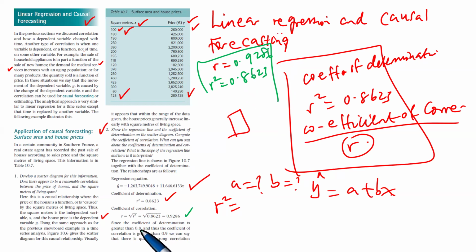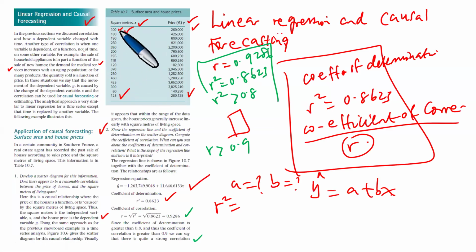We see that the coefficient of determination is greater than 0.8, and thus the coefficient of correlation is greater than 0.9. We can say that there is quite a strong correlation. The coefficient of determination is bigger than 0.8 because 0.86 is bigger than 0.8, and this one is bigger than 0.9. So we can say that there's quite a strong correlation.